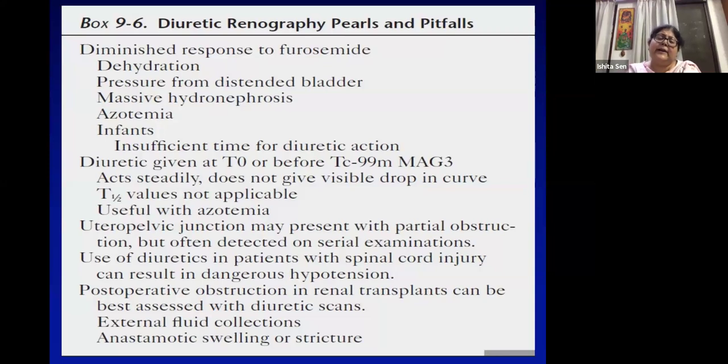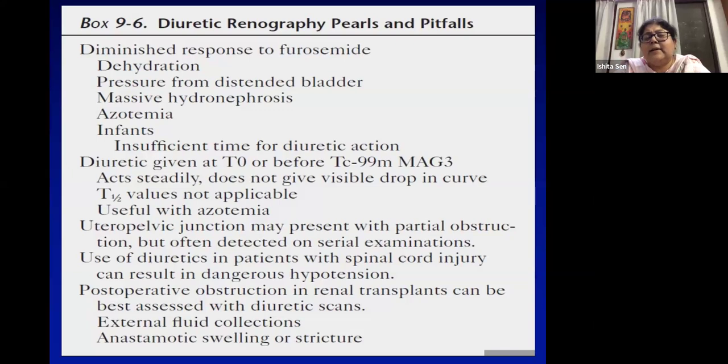In patients who have massive hydronephrosis with severe renal cortical thinning, in these kinds of situations, we give Lasix in patients who have severe azotemia, or in patients who have renal immaturity, like in infants. If the diuretic is given at T0 or even at T-15, while the diuretic acts steadily, it may not give you the visible drop in the curve.